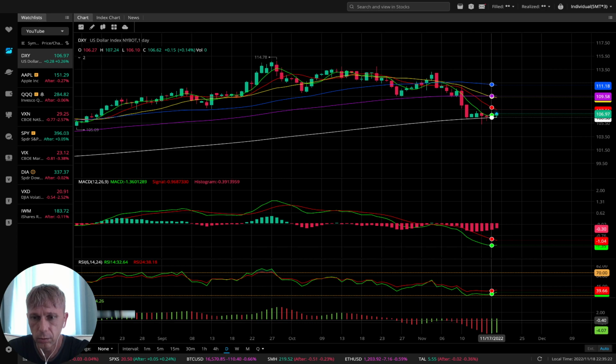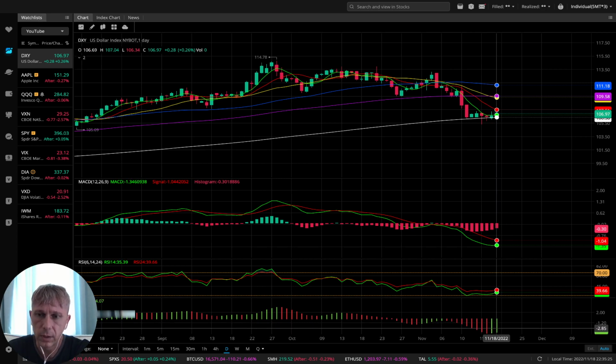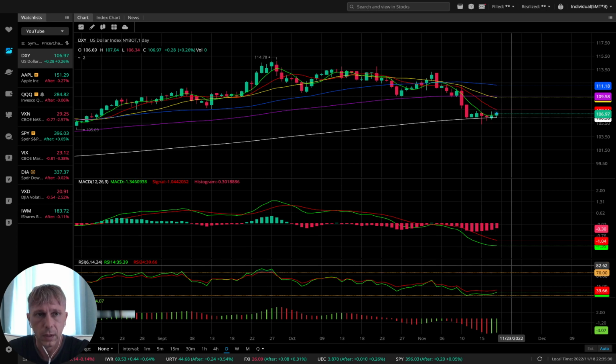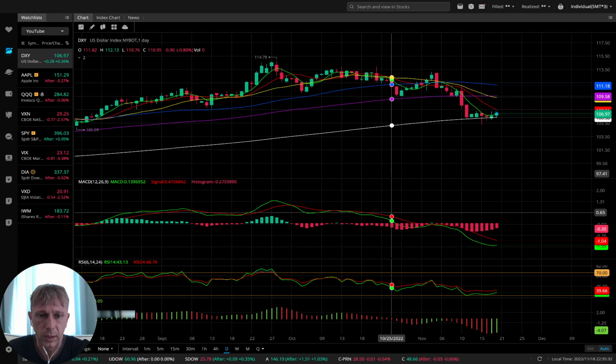RSI, awesome oscillator already gave us a confirmation. It's a bullish trend, but MACD, no confirmation on MACD yet, and RSI also. Still bearish, building the bullish trend.